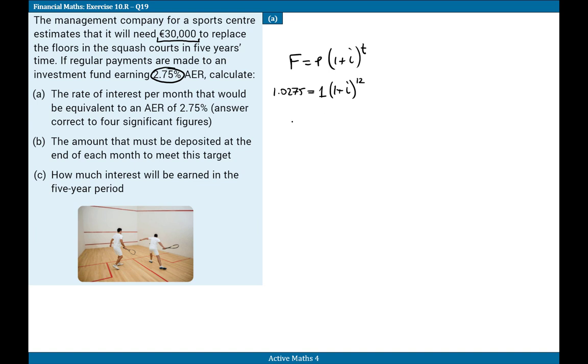So if we manipulate this formula, we get the 12th root of 1.0275. That would be equal to 1 plus i. And then we subtract 1 from that. So i is equal to the 12th root of 1.0275 and then minus the 1. So that's the way that we turn a yearly interest rate into a monthly one.